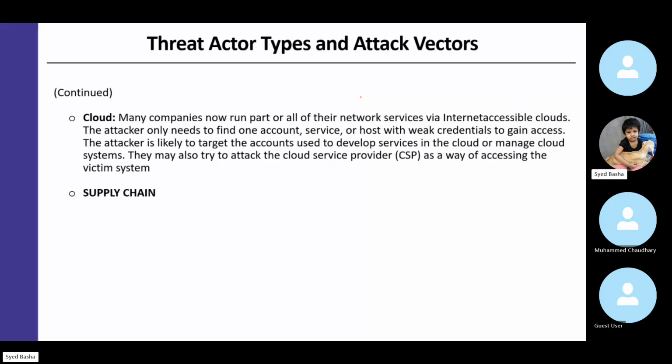Many companies run part of the network or the whole network in the cloud, right? So the attacker only needs to find one account. Let's say you are one of the 100 employees of a company who hosted their service in the cloud. If your account is compromised, the attacker can use your account, log into the cloud, and then go in parallel and get all other details. That's how risky it is. So this is another sort of attack, a cloud attack.